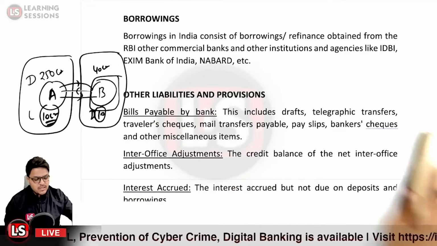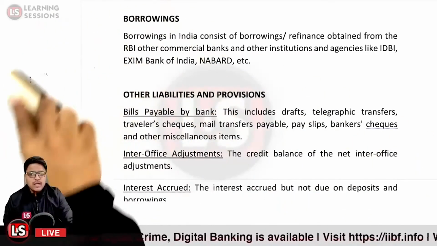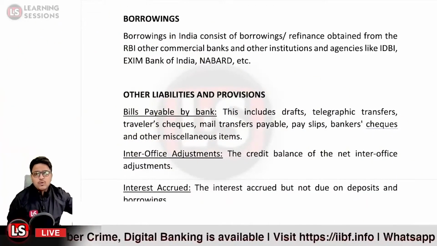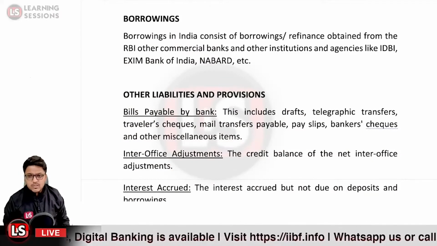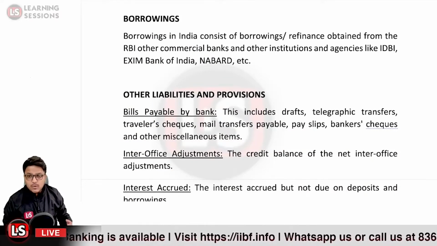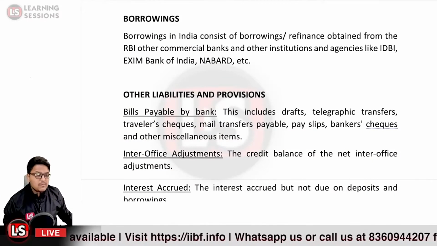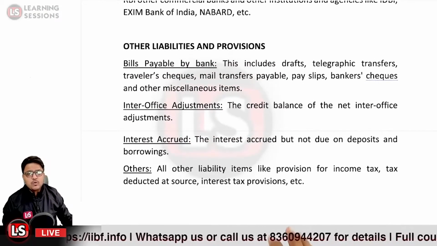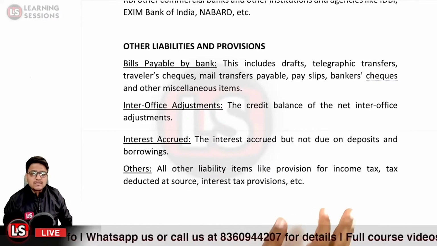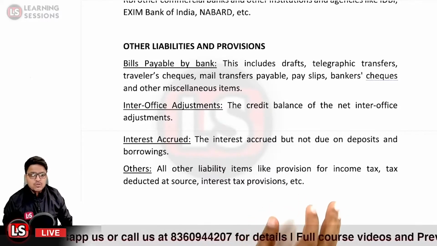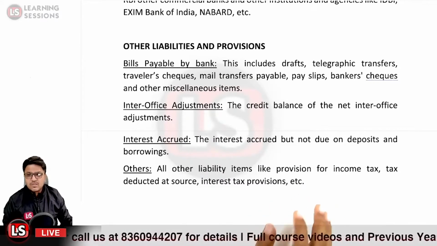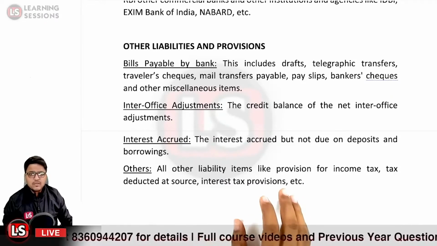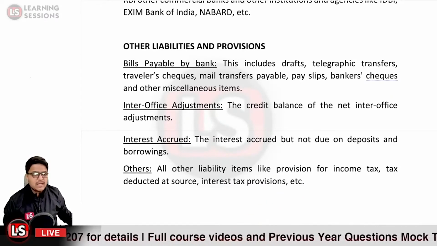Then there is interest accrued. The interest accrued but not due on deposits, or on borrowings, is related to interest accrued. The other items are provision for income tax, tax deducted at source, or interest tax provisions. All those form part of other liabilities and provisions.